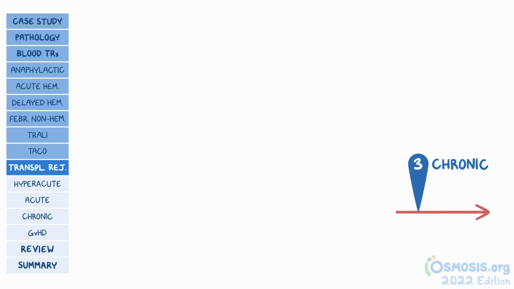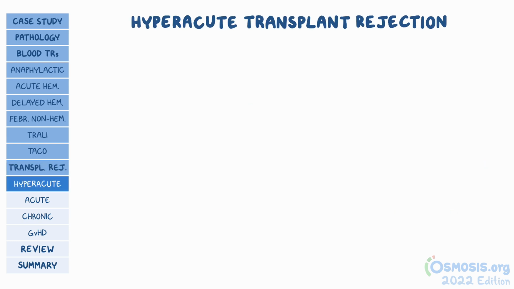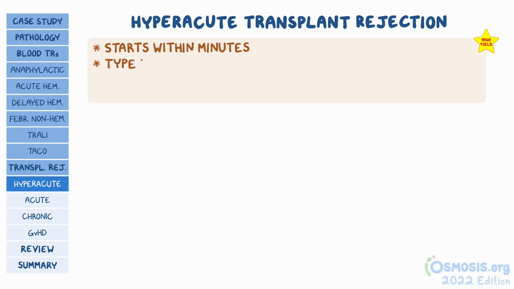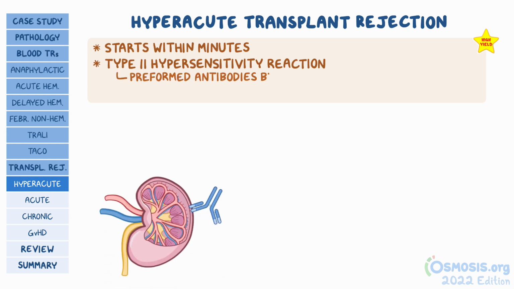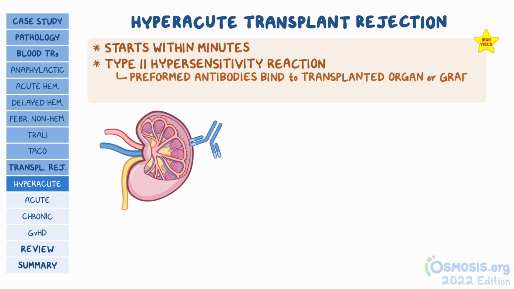Okay, let's start with the hyperacute transplant rejection, where hyperacute indicates that it starts within minutes from introducing the organ into the recipient's body. It's a type 2 hypersensitivity reaction, meaning it occurs when the recipient's blood contains preformed antibodies that bind to the transplanted organ or graft. This leads to the activation of the complement system, which normally helps the immune system destroy foreign bodies like pathogens. So, complement activation results in a strong inflammatory response against the graft.